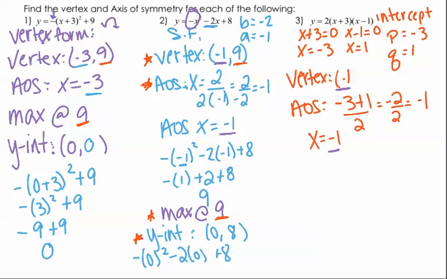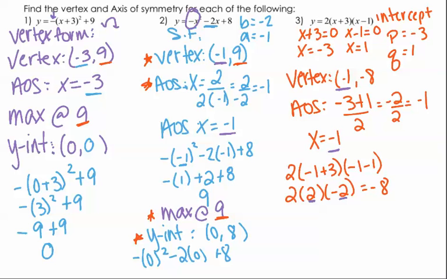Again, the x-coordinate of your vertex and the axis of symmetry are the same. The way that you're going to find the y-coordinate of your vertex is the same way that we found the y-coordinate in standard form. We're going to take that x-coordinate and plug it back in. So 2 times -1 plus 3 times -1 minus 1. So 2 times 2 and -2. Inside these parentheses, I just want you to notice that those are the same number with different signs. That's always going to happen. So when I multiply all of that together, I end up with -8. So this -8 here represents the y-coordinate of my vertex.